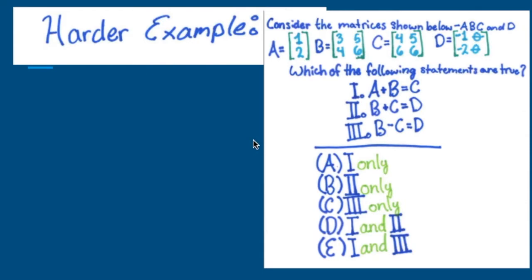Which of the following statements are true? A plus B is equal to C. B plus C is equal to D. B minus C is equal to D. I'll give you some time so you can work this out, or you can just pause the video.